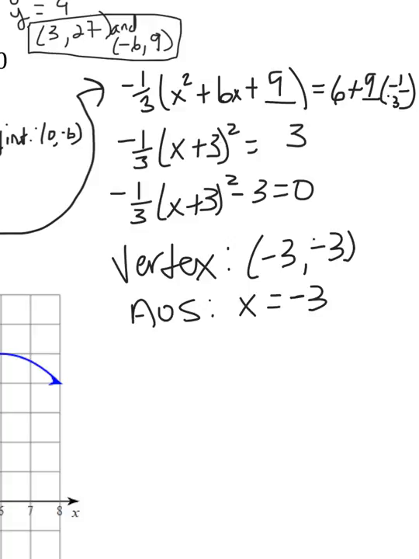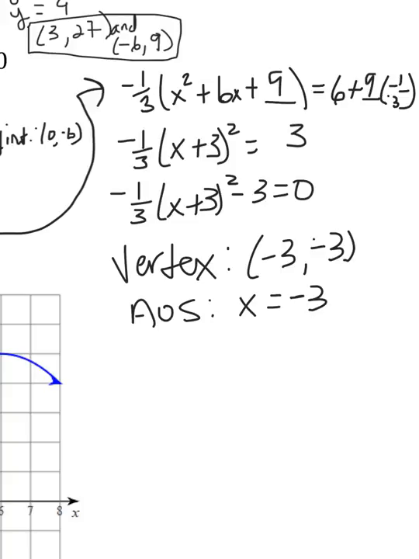After finishing up completing the square, we get negative 1/3, x plus 3, the quantity squared, equals 3. Move the 3 over here, make it negative, and we have the vertex is negative 3, negative 3. And the axis of symmetry is x equals negative 3.